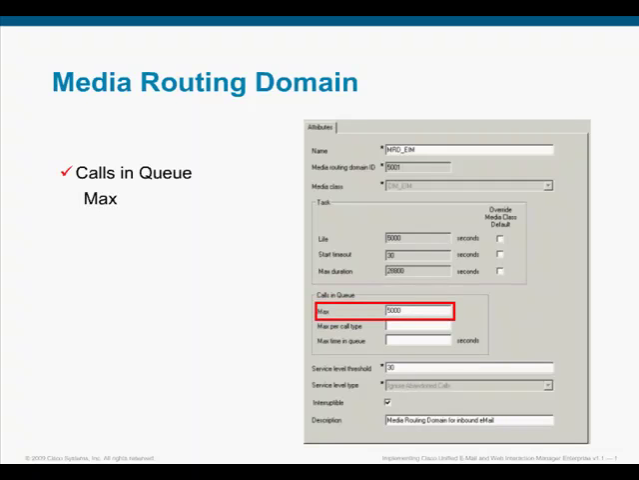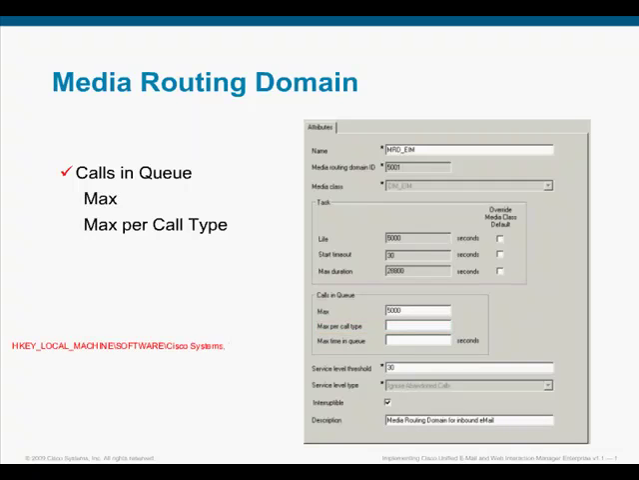Under calls in queue max, this is the maximum number of activities or calls allowed to be in queue for the selected media routing domain. The suggested default value is 5,000. If this is left blank, then the system does not limit the activities. The max per call type is the maximum number of calls allowed to be in queue for a specific call type within the selected routing domain.